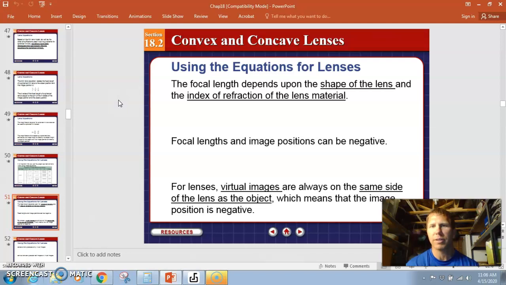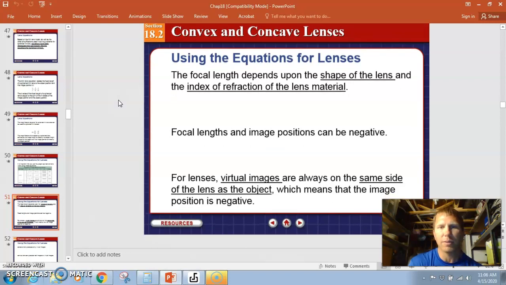The focal length, when we look at the lens, will depend on the shape of the lens, as well as what the material is made up of, whether it's glass or plastic. The focal length of a concave lens can be negative, and the image will be negative, but we'll get into that another time.